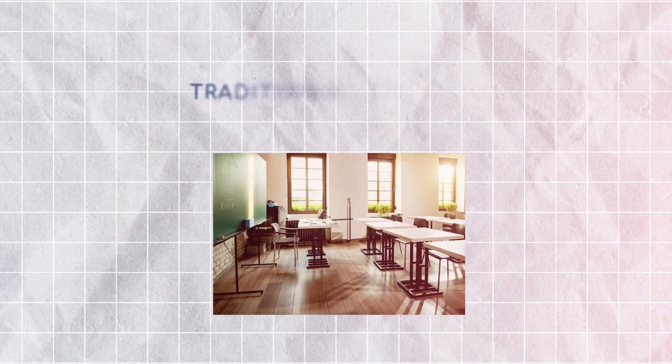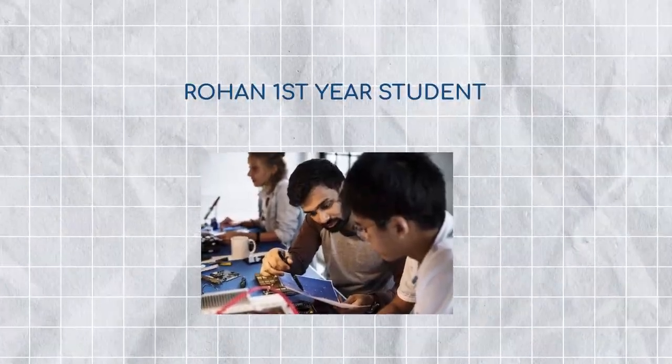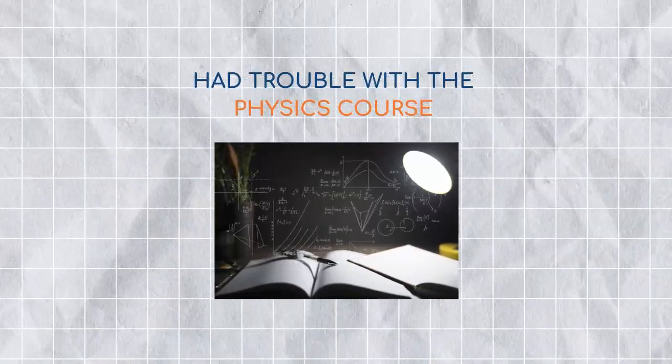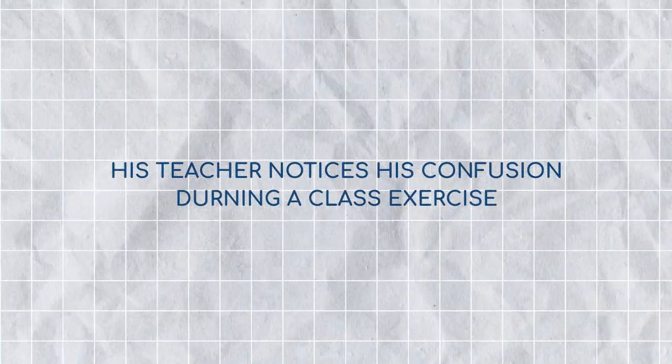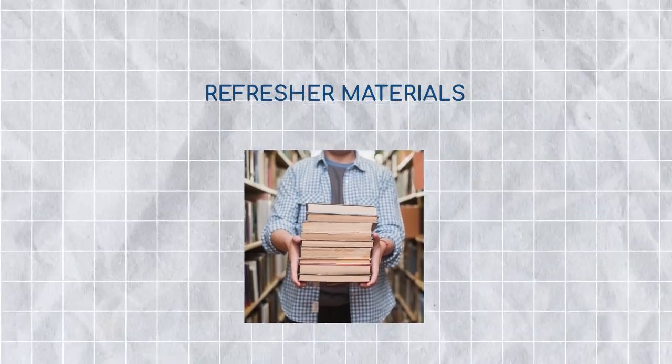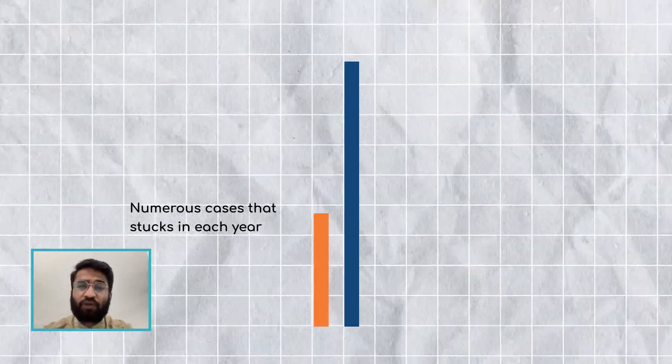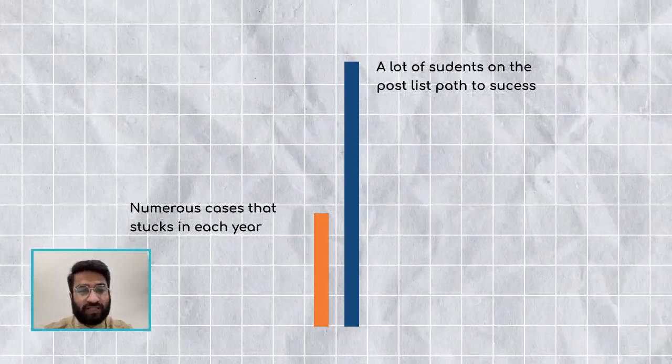Let's take an example. In a traditional classroom, Rohan, a first year engineering student, had trouble with the physics course that he's taking. His teacher noticed this confusion during a class exercise and provided him with some refresher materials for grade 12. So Rohan can work a little on his basics on his own, and this helped Rohan pass the course with ease. This is one of the numerous cases that instructors face each year where they have to put a lot of students on their personalized path to success.